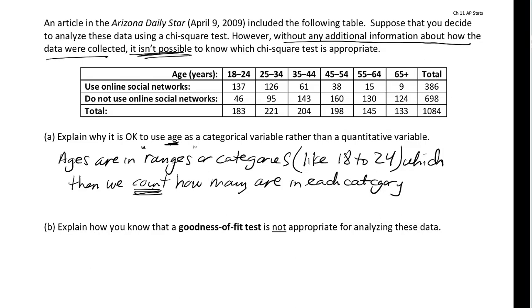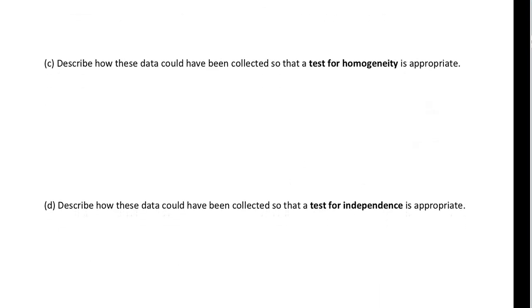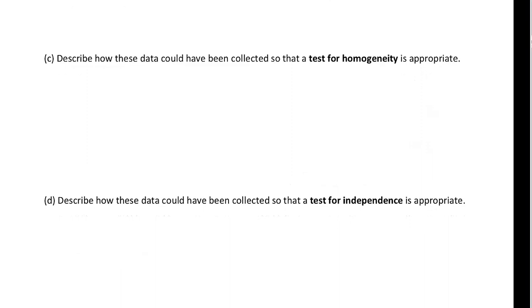Question B: explain how you know that a goodness of fit test is not appropriate. We have a two-way table, and goodness of fit tests are typically one-way tables. As a two-way table, that narrows it down to either a test for association or a test for homogeneity. Then questions C and D: describe how these data could have been collected so that a test for homogeneity is appropriate. D is describe how these data could have been collected so a test for independence is appropriate.